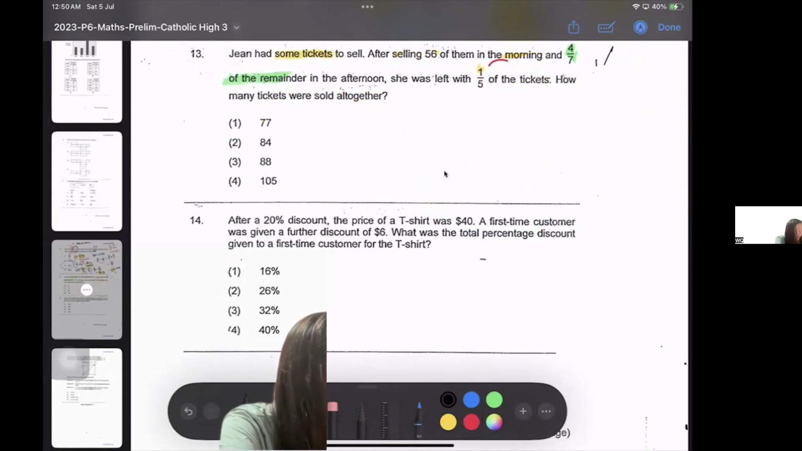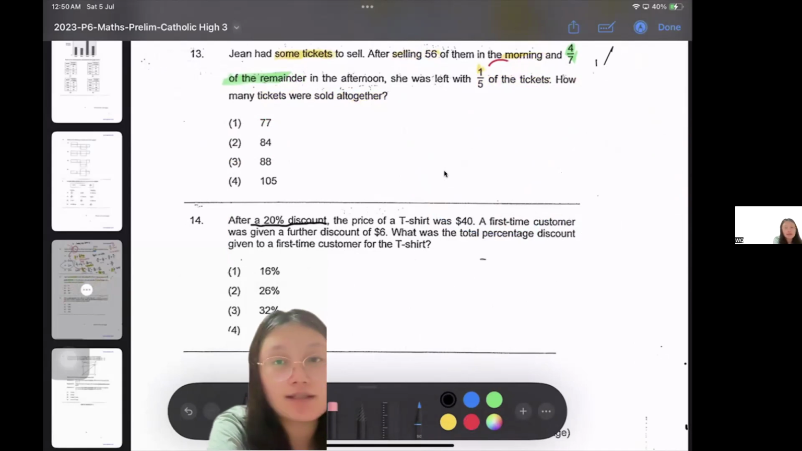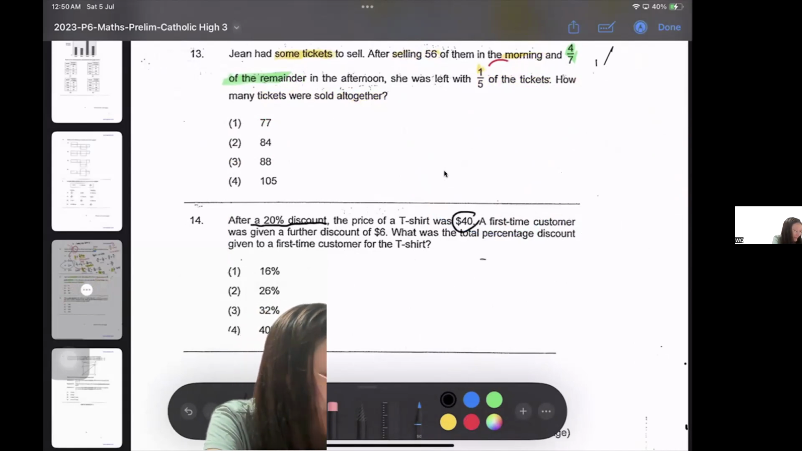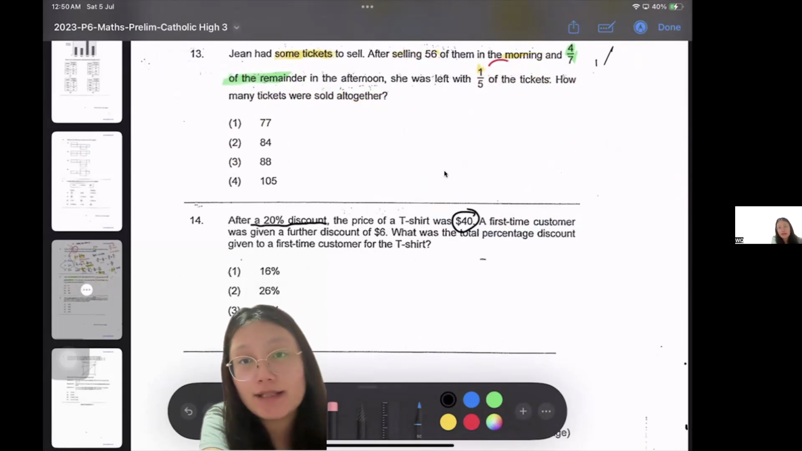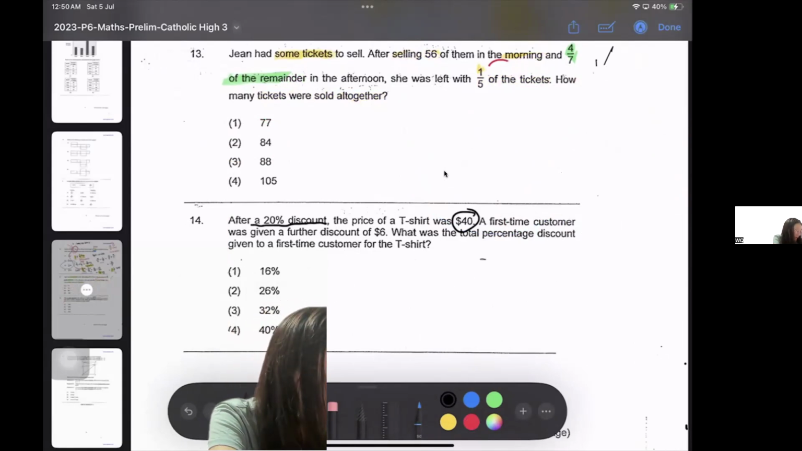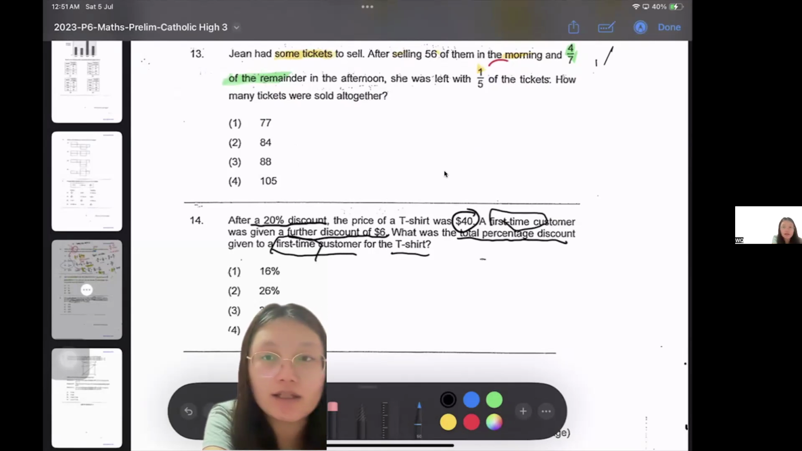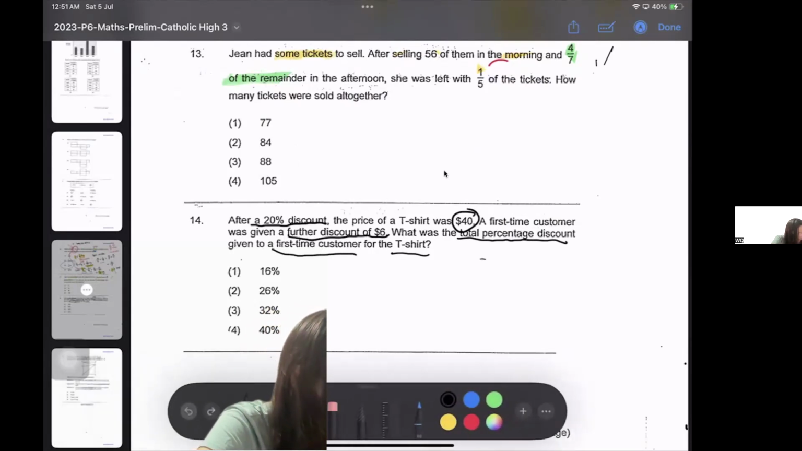The first part of the question says, after a 20% discount, the price of a t-shirt was $40. A first-time customer was given a further discount of $6. What was the total percentage discount given to a first-time customer for the t-shirt? So we're looking at first-time customers. This whole question is all talking about first-time customers, so don't need to worry about the first-time customer word too much. Let's look at it sentence by sentence, okay?